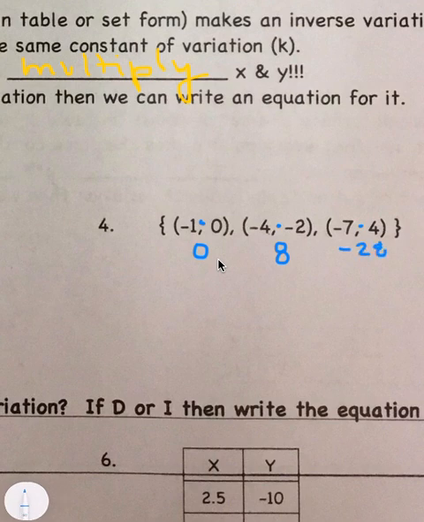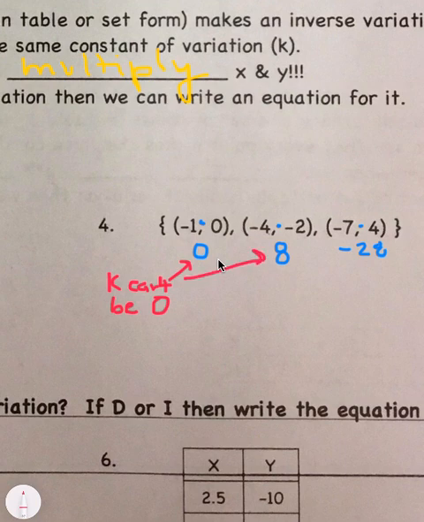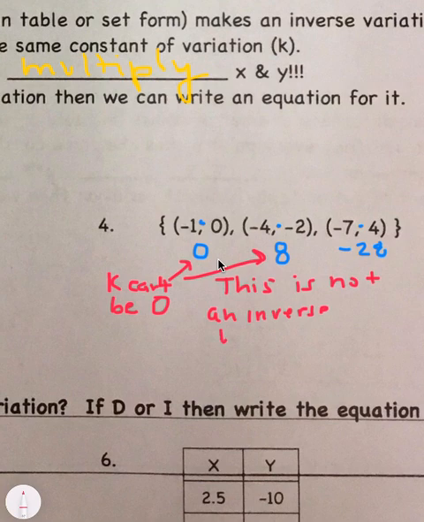So first of all, we know k can't be 0. So we're done right there. If we forget that, then we know the first two don't match. So it's not an inverse variation. And one day I'll learn to write better, but until that day, we're stuck with this. So it is not an inverse variation.